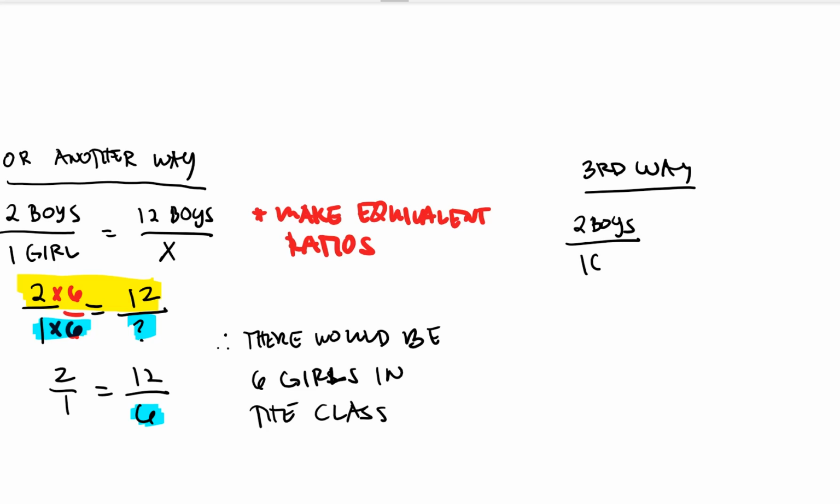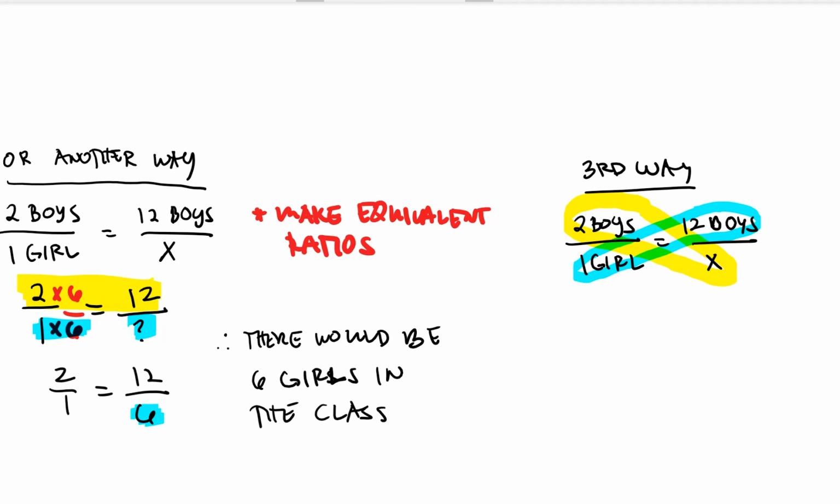So my ratio, the complete ratio that I was given, and then 12 boys, and again x. I'll just use x to denote that that is unknown. Okay, so what you can do is, again, you cross multiply the numerator of the first ratio to the denominator of the second ratio, and then you cross multiply the denominator of the first ratio to the numerator of the second ratio.